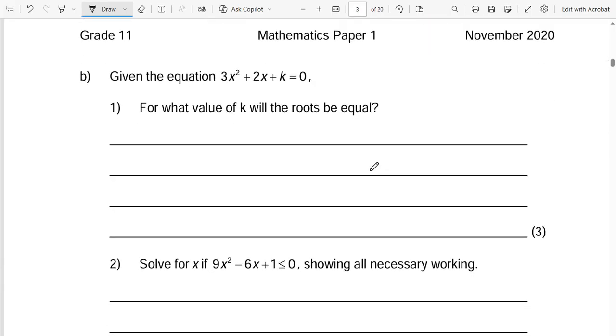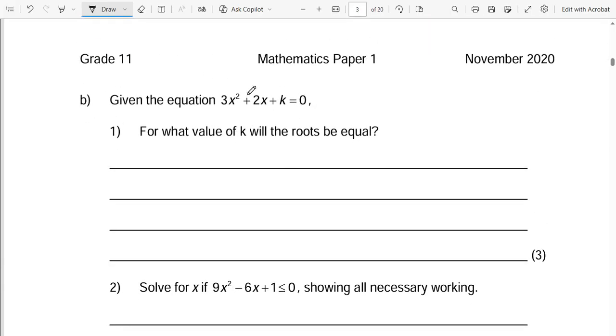Next question. B. You are given the equation 3x squared plus 2x plus k is equal to 0. For what values of k will the roots be equal? Ladies and gents, I don't want to talk much on nature of the roots, but if you want to understand the nature of the roots, you can just go through the channel. There's a lesson where we talk about the nature of the roots.